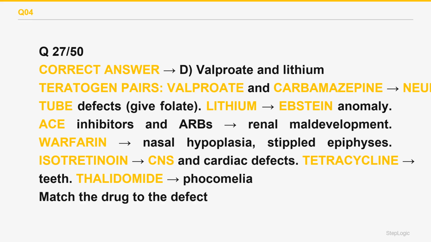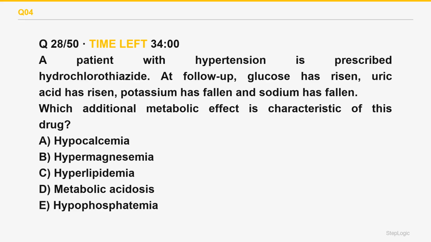This is one of the highest yield lists in pharmacology because the associations are specific and repeatedly tested. Two further points recur. Heparin does not cross the placenta and is therefore the anticoagulant of choice in pregnancy, whereas warfarin does. And the first trimester is the period of organogenesis and greatest structural risk, while later exposure more often affects growth and function, which is why the timing of exposure appears in the stem. If you see a malformation in the stem, look for the drug that pairs with it specifically. Which additional metabolic effect is characteristic of this drug?